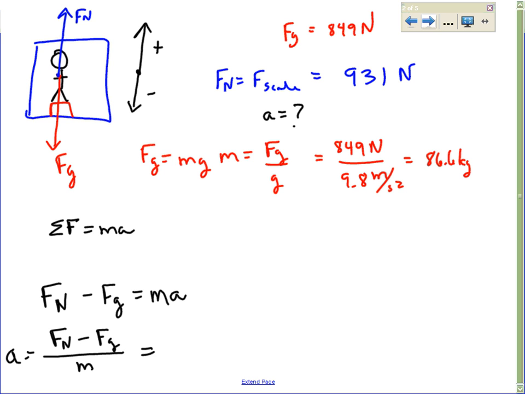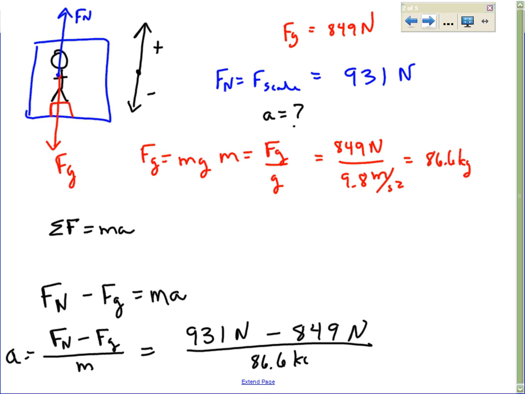Fn is 931 newtons, the weight is 849 newtons, divided by 86.6 kilograms. The acceleration of our elevator is 0.947 meters per second squared. It's positive, so that means the acceleration is in the upwards direction.